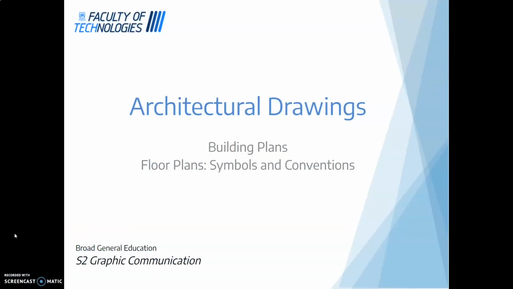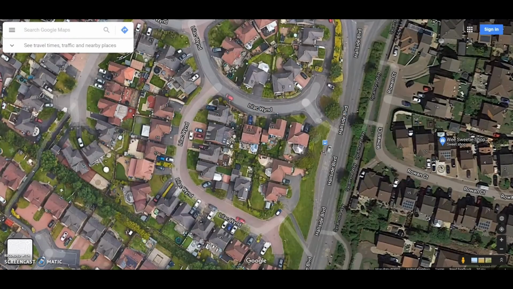Hi everyone, so in this video we're going to look a little bit more at architectural drawings, focusing on floor plans, symbols and building drawing conventions. So we're going to start off by looking at Google Maps, and what we're going to focus on is property number 33 in Lilac Wynd.